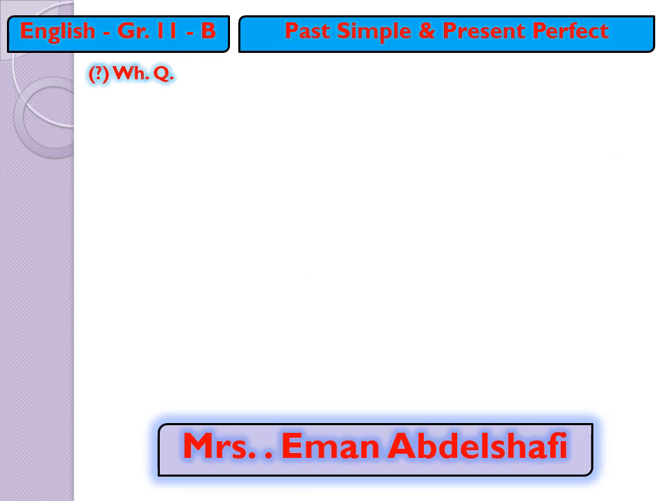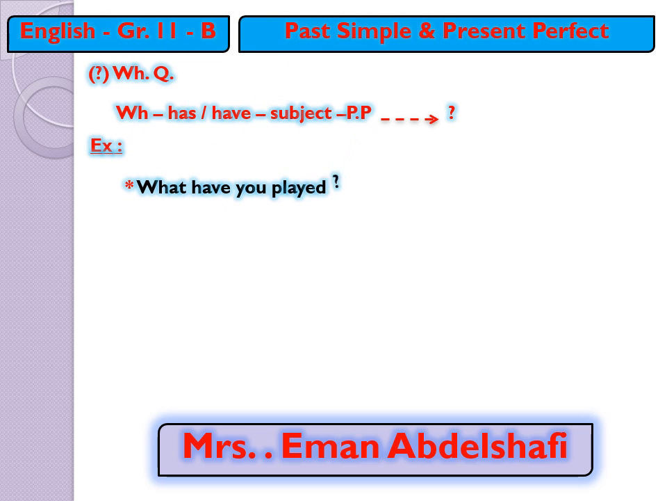Now we are going to ask questions. For WH questions, we will start with a WH word, followed by has or have, then the subject, and the past participle, and the completion. Example: what have you played? The answer will be I have played the match. The other example: when has Ahmed slept?